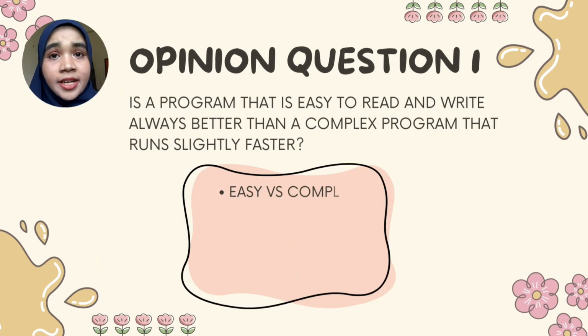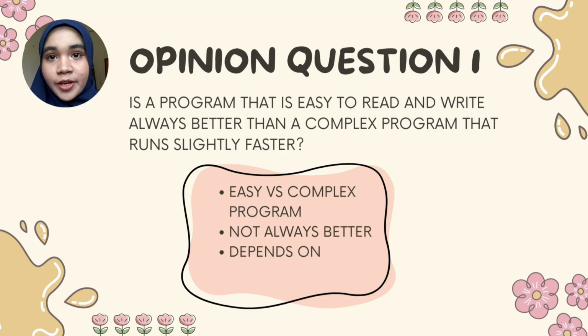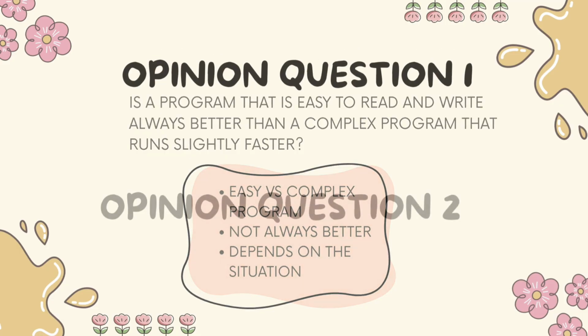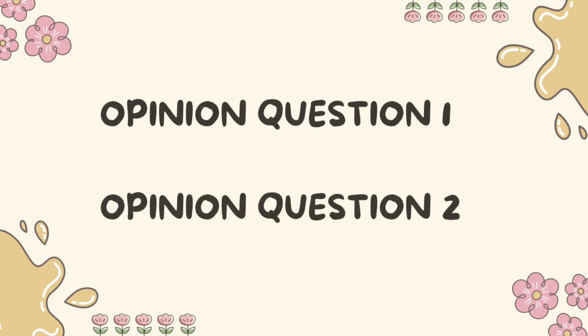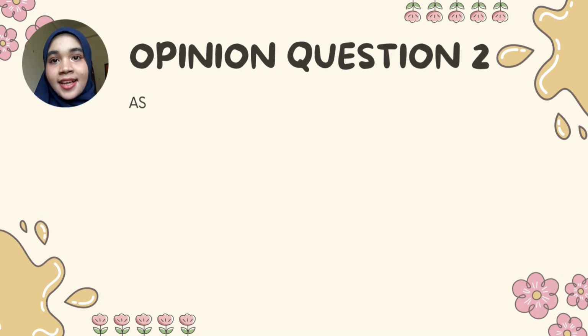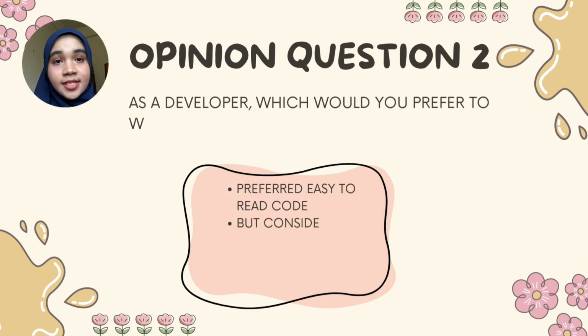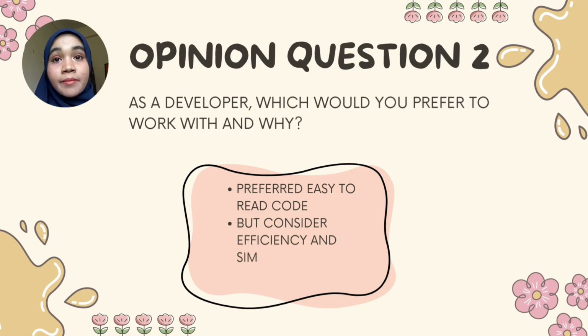In my opinion, an easy-to-read program is not always better than a complex but faster program. This is because both understanding and speed are important. As a developer, I prefer easy-to-read code because it is easier to understand, fix, and improve. But if a complex program is much faster, then it can also be useful. So it depends on the situation.